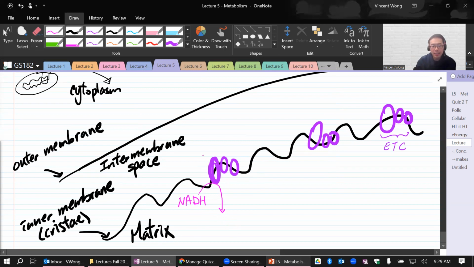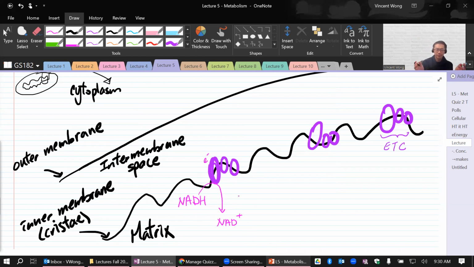Once it deposits the electrons, what is it going to become? NAD plus, that's right. It becomes the empty form again, right? It lets the electrons off and becomes NAD plus. Where is this NAD plus going to go? It's going to go back to the earlier stages to bring more electrons to the ETC.